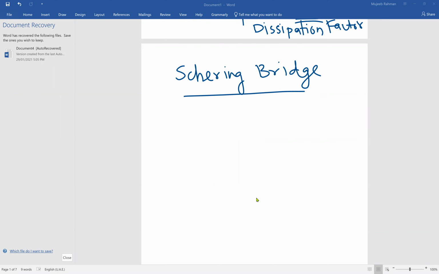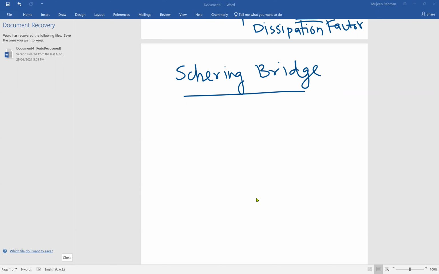So now we will be looking at the measurement of unknown capacitance. For this purpose, we are using a bridge called the Schering bridge. The Schering bridge also belongs to the category of AC bridges, which are powered by AC, and it also consists of 4 arms.